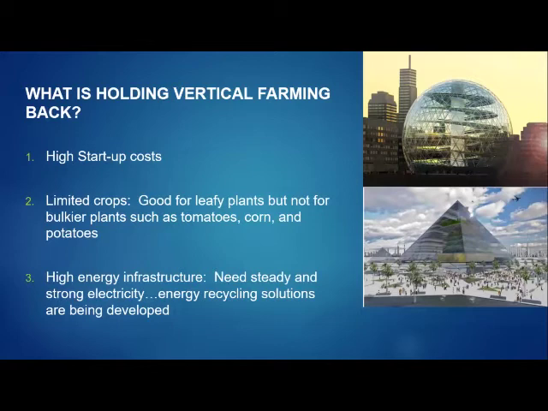Another big thing is that these vertical farms are very good for leafy plants, but not for bulkier plants such as tomatoes, corn, and potatoes. So there are some restrictions on the types of produce that is being made in these vertical farms. Finally, there is a high energy infrastructure cost. So it requires electricity pretty much 24 hours a day.